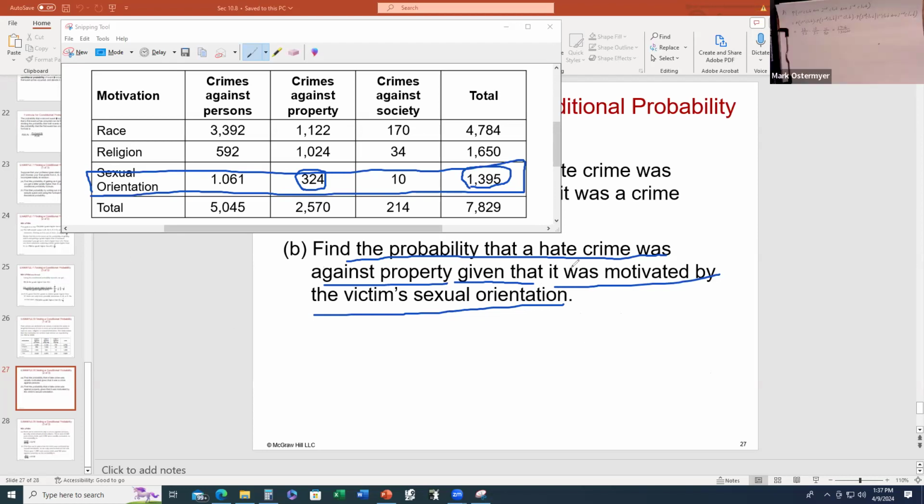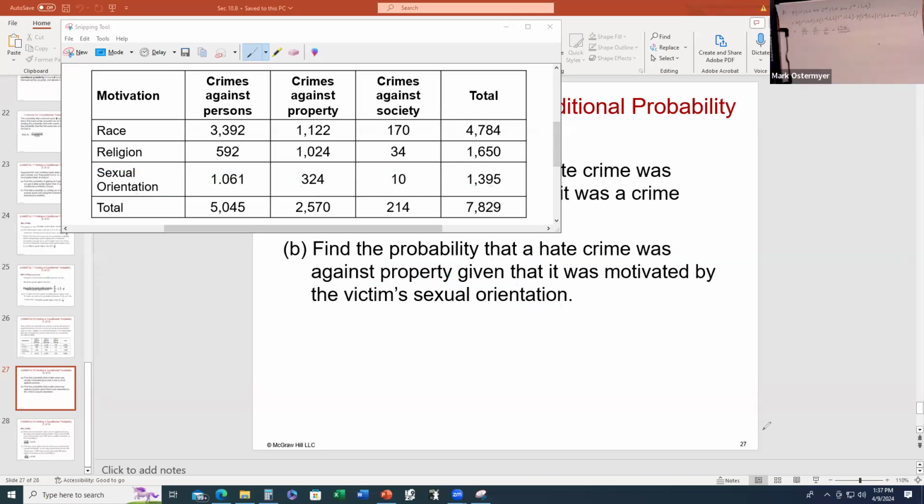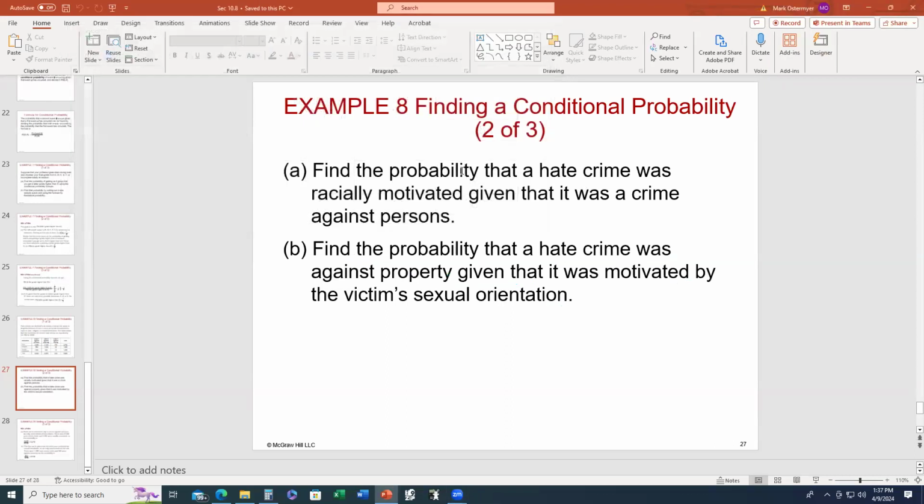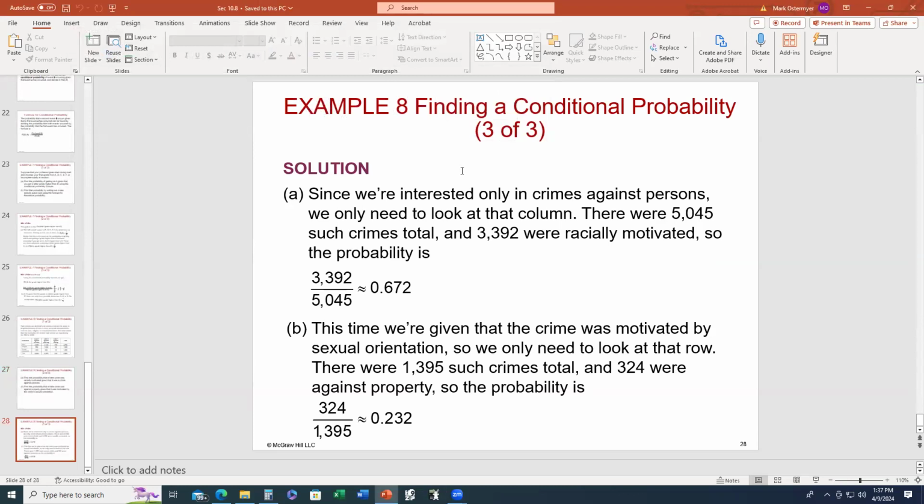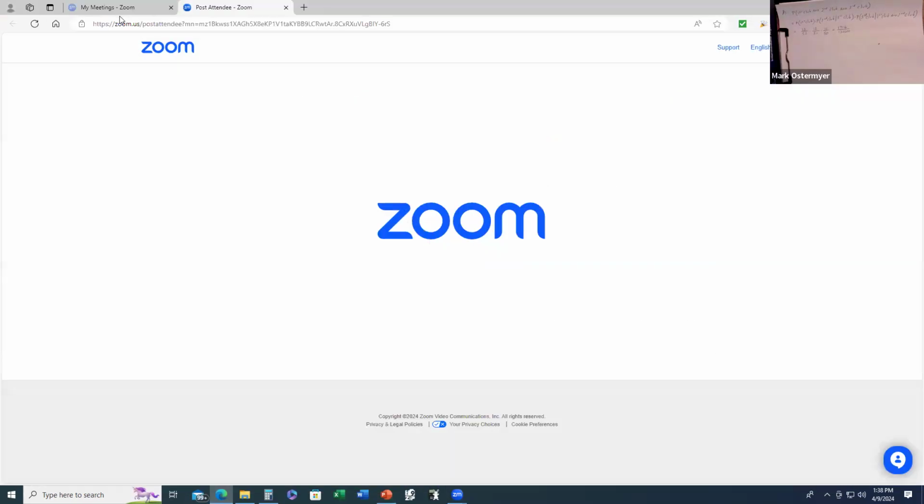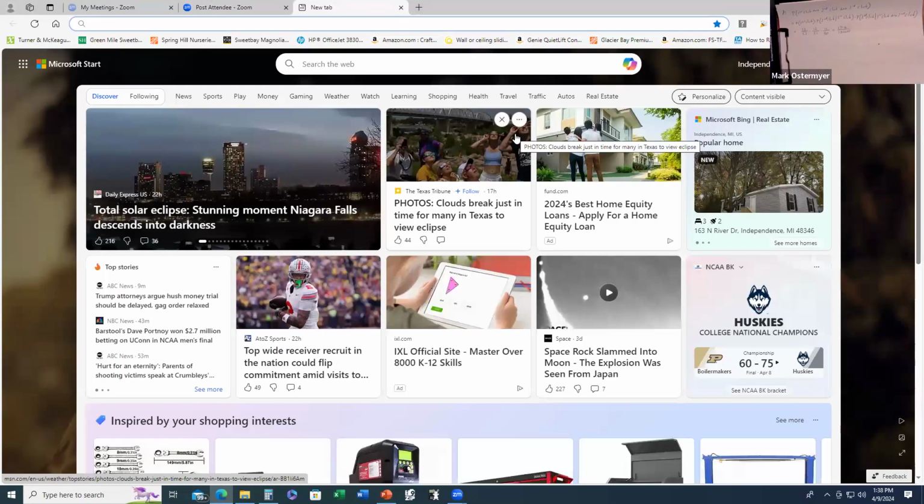Okay, and then once you're locked into a row or column, you go backwards into the word problem and compute the probability that they're asking. Okay. All right. Great. Let's see if we can go to our textbook and maybe have some fun.